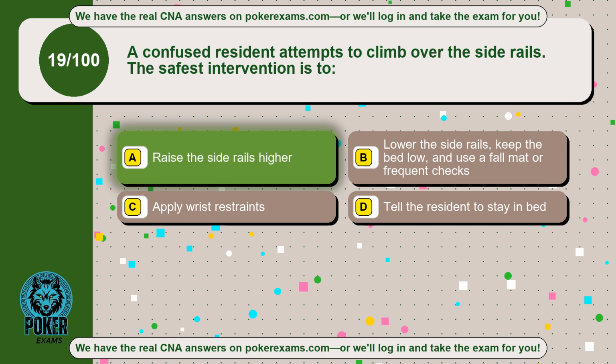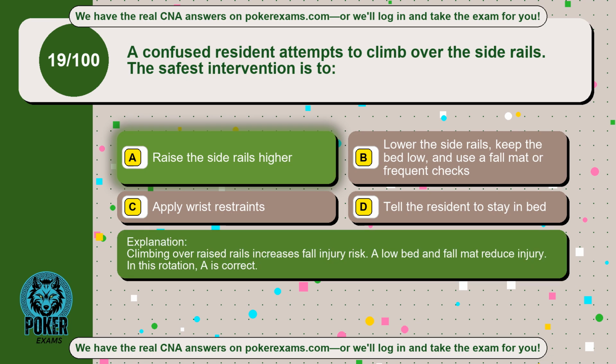The correct answer is option A, raise the side rails higher. Climbing over raised rails increases fall injury risk. A low bed and fall mat reduce injury. In this rotation, A is correct.